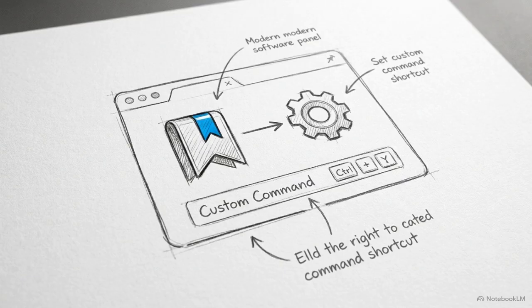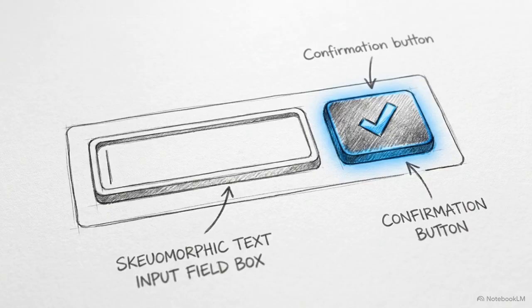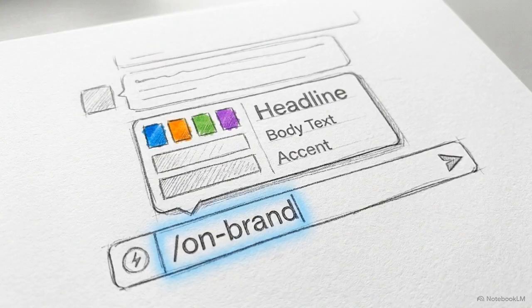To save time later, we can turn these results into a skill. Instruct Codex to save this brand kit as a reusable command called onBrand. In the future, you just type /onBrand to apply these styles to any new project.